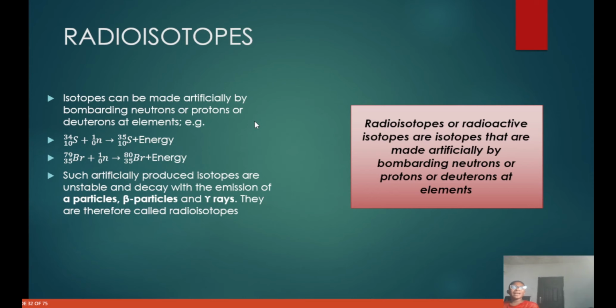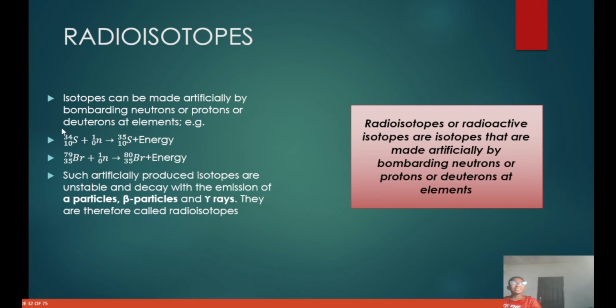Radioisotope. Isotopes can be made artificially by bombarding an element with neutrons or protons or deuterons. For example, this was bombarded, and look at what it released. It released another element plus energy. Such artificially produced isotopes are unstable and decay with the emission of alpha particles, beta particles, and gamma rays. They are therefore called radioisotopes.